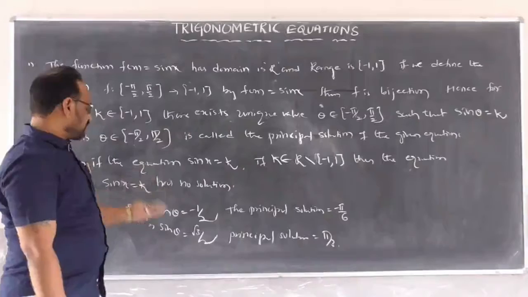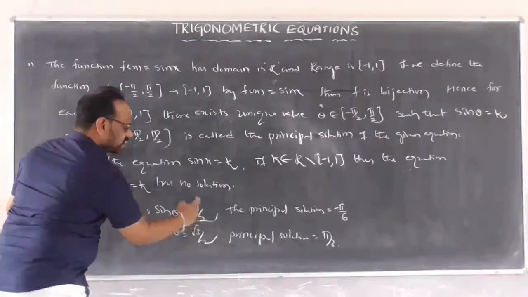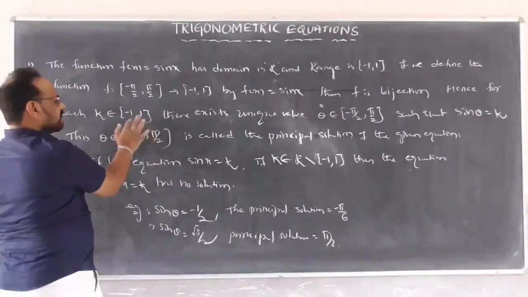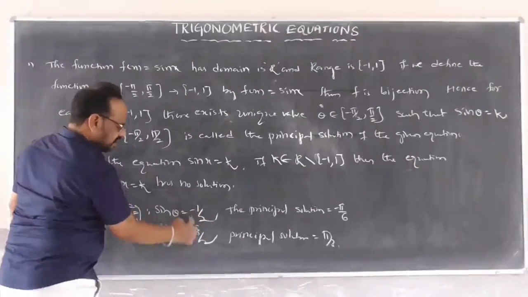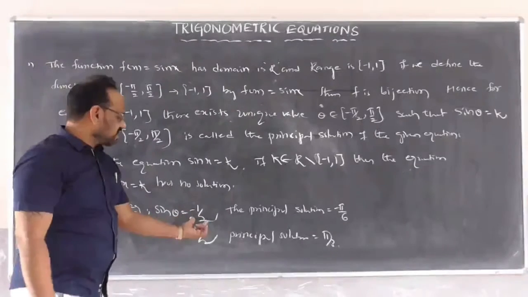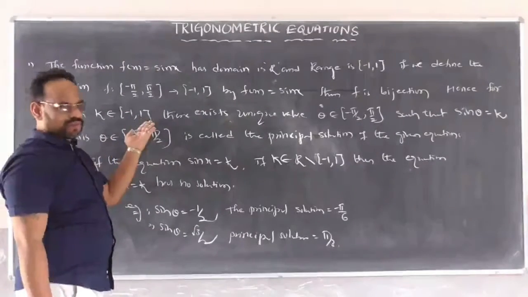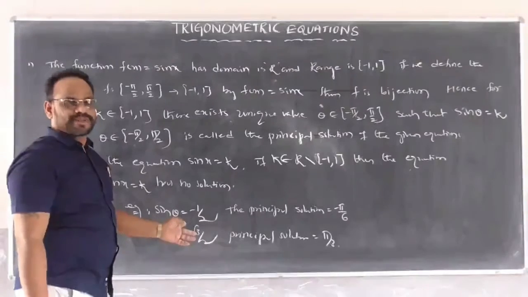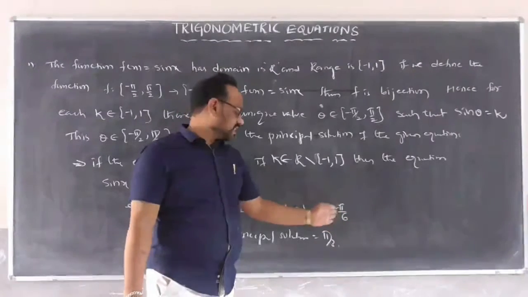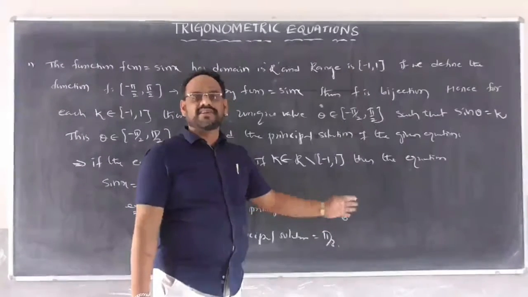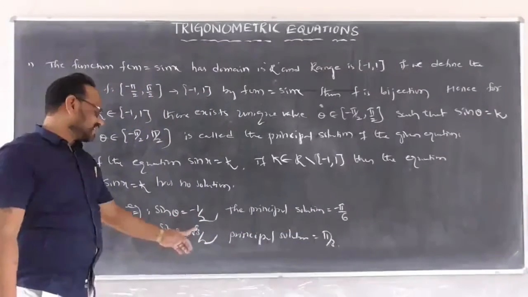That means, if k belongs to minus 1 to plus 1, observe clearly, minus 1 by 2 lies between minus 1 and plus 1. Sin theta is equal to k means k lies in the closed interval minus 1 to plus 1. So in this situation we have a principal solution, which is minus pi by 6, because sin of minus pi by 6 is clearly minus sin 30, and the value of sin 30 is 1 by 2.